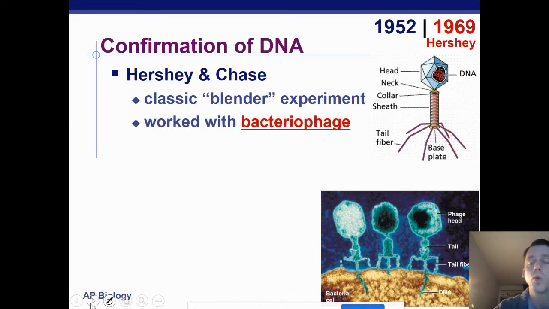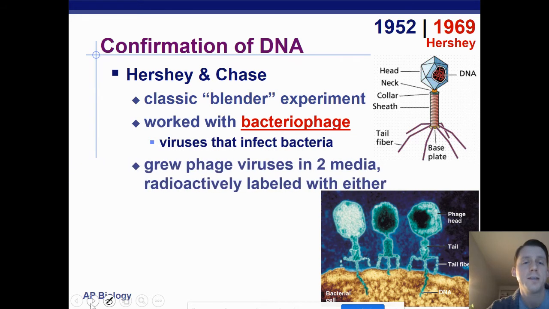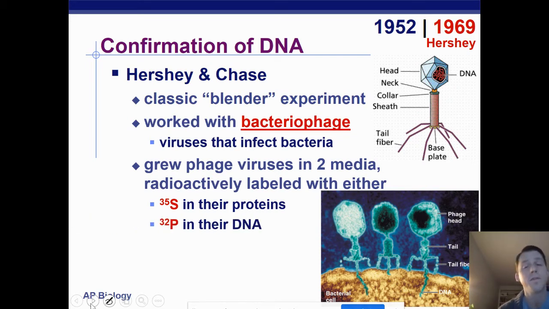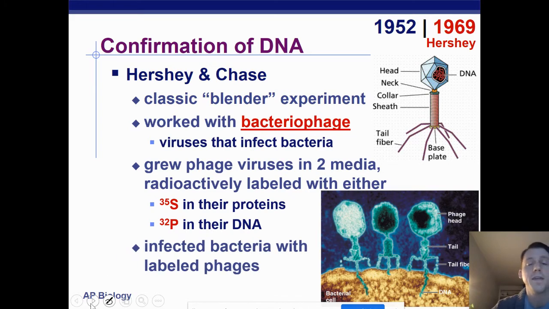Basically, Hershey and Chase worked with a bacteriophage. Remember, that is a virus that infects a bacteria. And Hershey and Chase grew viruses in two media. So they basically radioactively labeled the sulfur. So they radioactively labeled the proteins because proteins have sulfur. Or they radioactively labeled the phosphorus, which would be labeling the DNA because DNA has phosphorus. And then they infected the bacteria with the bacteriophages and they looked for the radioactivity.